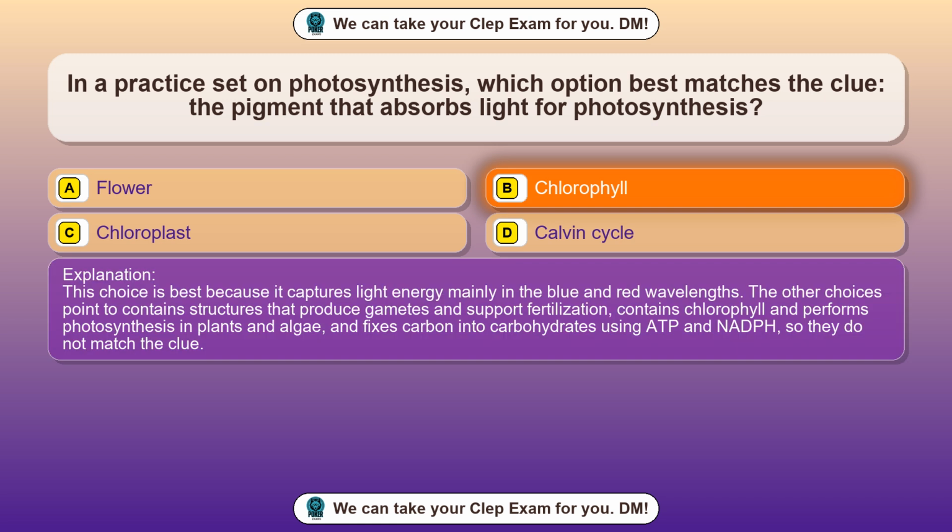This choice is best because it captures light energy mainly in the blue and red wavelengths. The other choices point to contain structures that produce gametes and support fertilization, contains chlorophyll and performs photosynthesis in plants and algae, and fixes carbon into carbohydrates using ADP and NADH, so they do not match the clue.